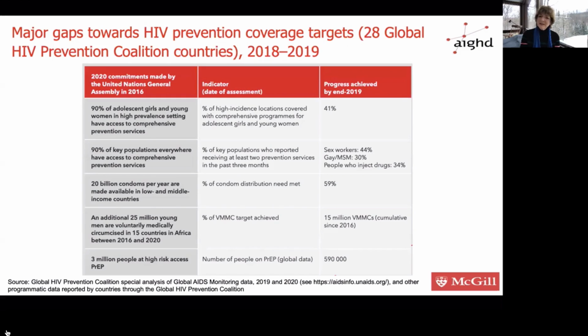Now, the gaps in HIV prevention are also being tracked. So you can see here in the center column the indicator. So we're talking about comprehensive programs for adolescent girls and young women, key populations who've reported receiving at least 2 prevention services in the past 3 months, condom distribution, voluntary medical male circumcision, and the number of people on pre-exposure prophylaxis.